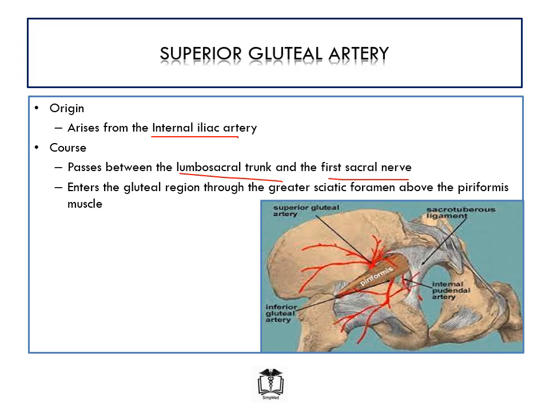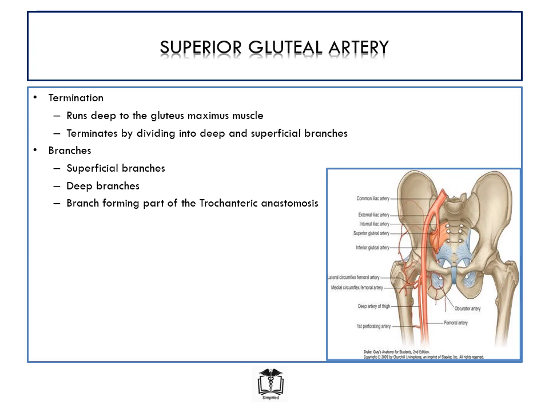This particular pathway is important to note. As you can see in the picture below, you see the superior gluteal artery passing through that greater sciatic notch above piriformis to gain entry into the gluteal region. Within the gluteal region, it tends to run deep to the gluteus maximus muscle, and it terminates by dividing into deep and superficial branches. Each of these branches will supply structures within the gluteal region.